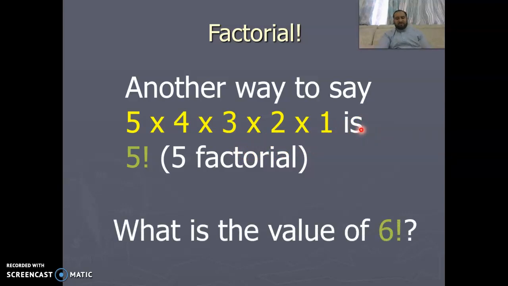Then what is the value of 6 factorial? Simply expand this: 6 times 5 times 4 times 3 times 2 times 1. So the general formula for the factorial is n factorial, which once you expand it is n times n minus 1 times n minus 2 times n minus 3 and so on, till 3, 2 and 1.